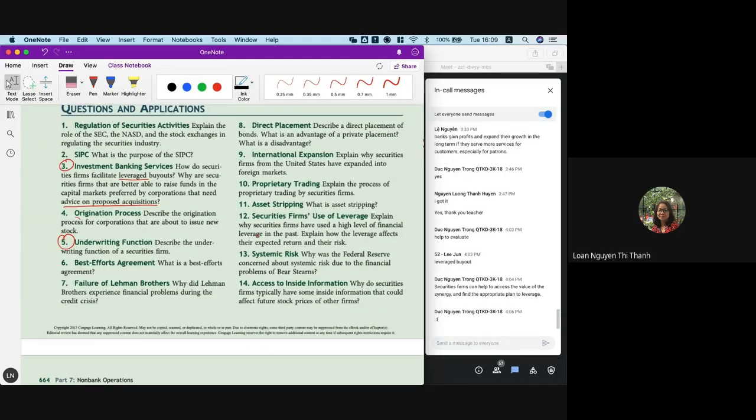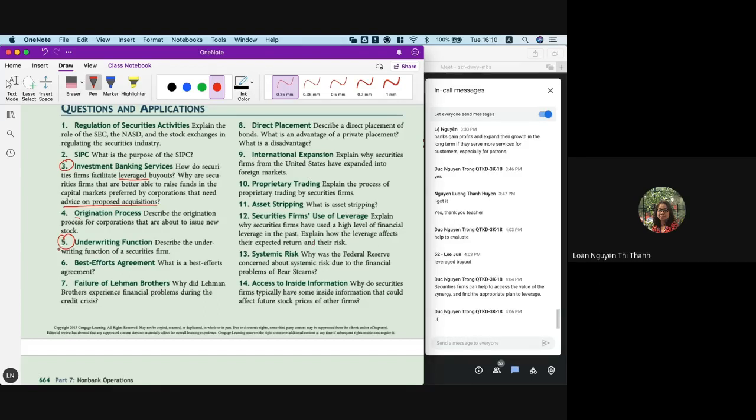Of course, they are better able to raise funds in capital markets than the corporation, because many acquisitions require outside financing, external financing. So security firms have the ability to raise funds better than the acquiring firm, increasing the success of the merger acquisition transaction. Okay.